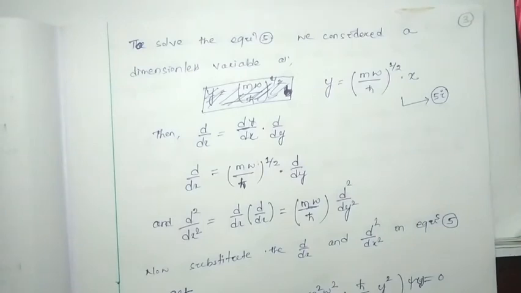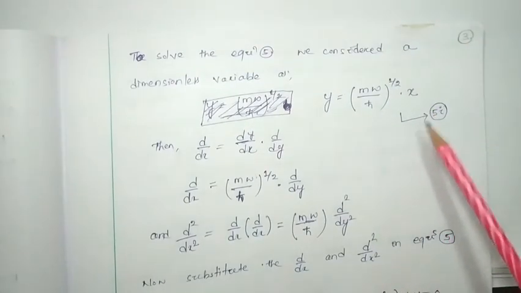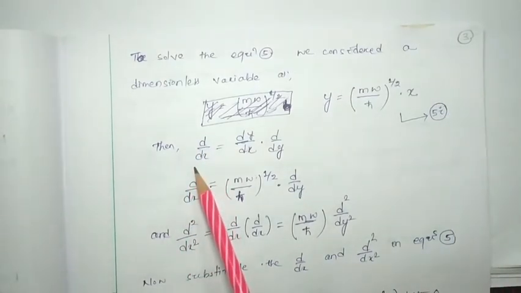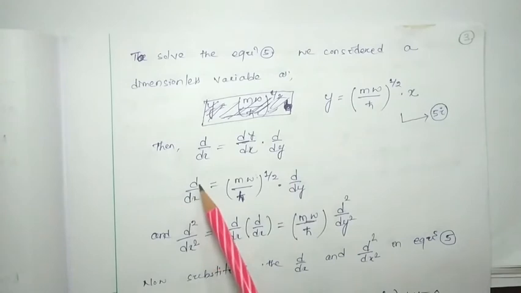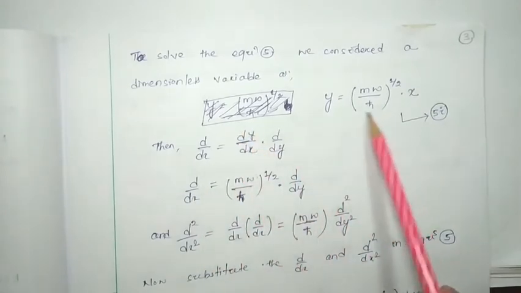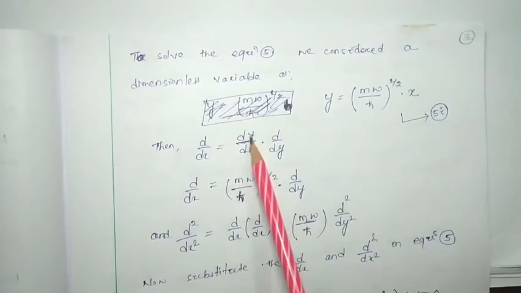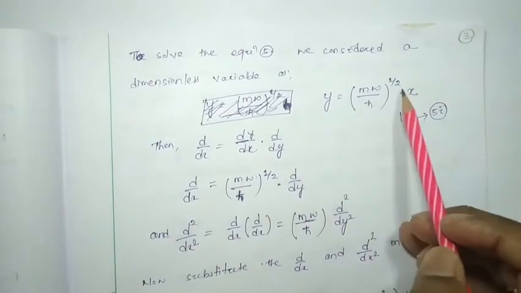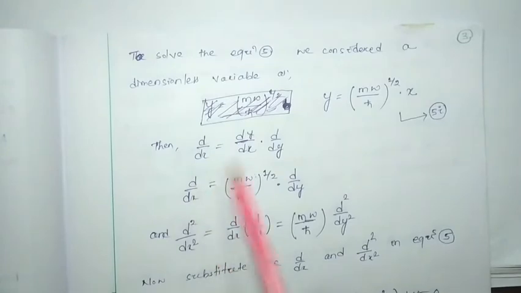y equal to (m omega by h cross) to the power 1 by 2 into x. Let it be equation number 5i. Then d by dx can be written as dy by dx into d by dy. So d by dx will be dy by dx, which is the constant, into d by dy. If y equals this much, dy by dx will be this much, because here it is only x.